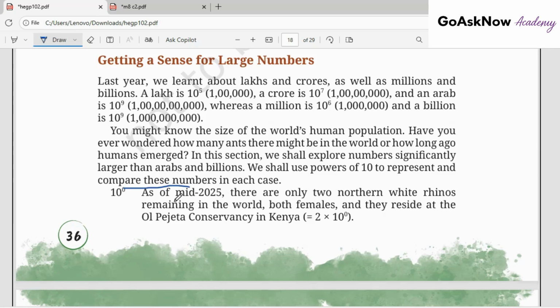10 power 0. As of mid 2025, there are only two northern white rhinos remaining in the world, both females. They reside at Ol Pejeta Conservancy in Kenya. That is equal to 2 into 10 power 0.